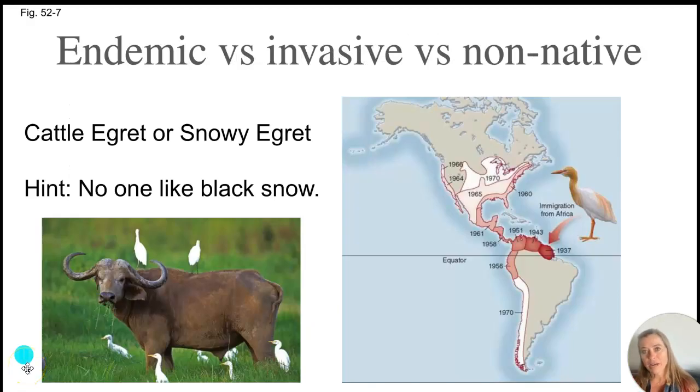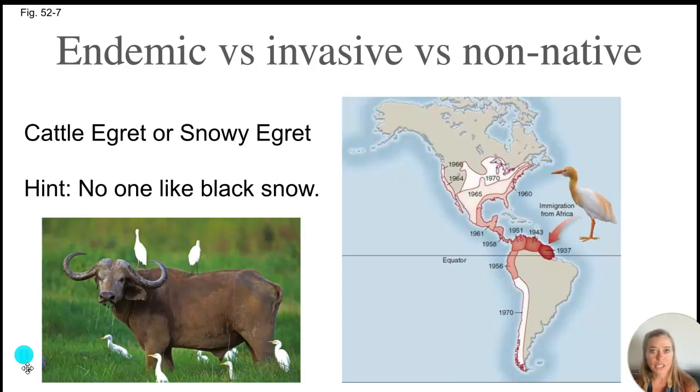Another way that we can talk about populations is discussing their geographic range. As you can see, the cattle egret here was introduced to South America and its range has changed over the time. Similarly, populations are not static, they're always changing. But as they're introduced to new areas, they can have impacts on native populations. Native populations are populations that naturally have lived and do live in an area.